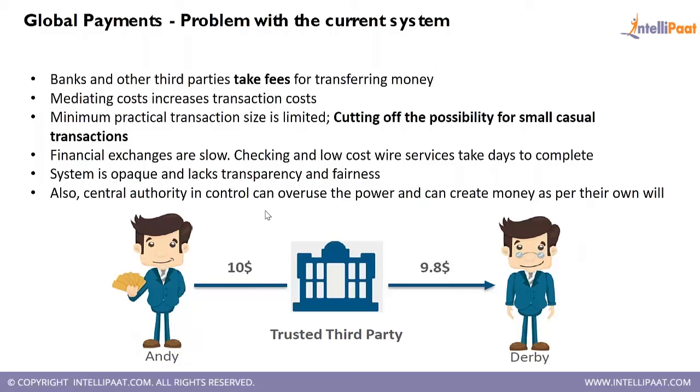Also, the central authority in control can overuse the power and can create money at their own will. Today he's charging, let's say, 20 cents or whatever it is. Tomorrow he can always increase this fee or transaction charges, and nobody can oppose it because he already has a big volume of transactions which he's operating and transacting in.